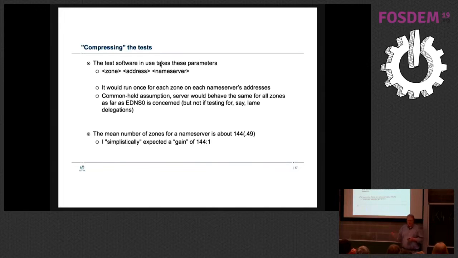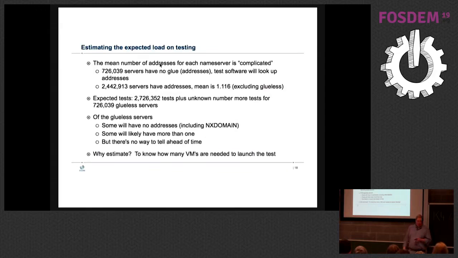I picked out one. I thought there'd be a 144 to 1 compression value in doing that, giving about 144 zones per name server if I did a straight average, which meant basically the middle here, expected tests. I expected to have 2.7 million tests plus some unknown number for the glueless, because they wouldn't be discovered until I ran the tool.